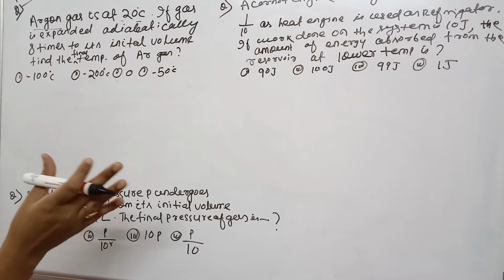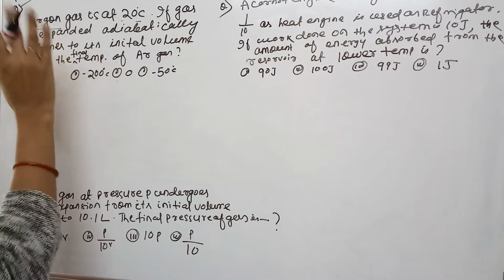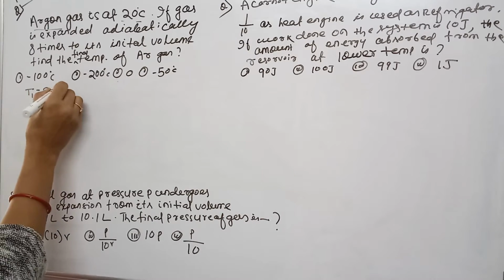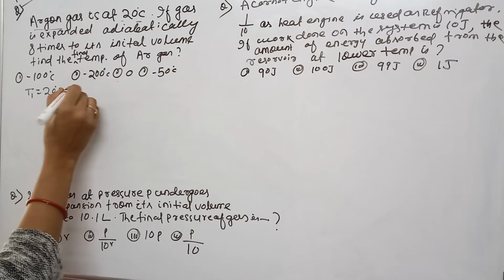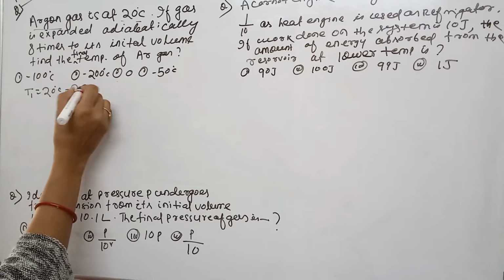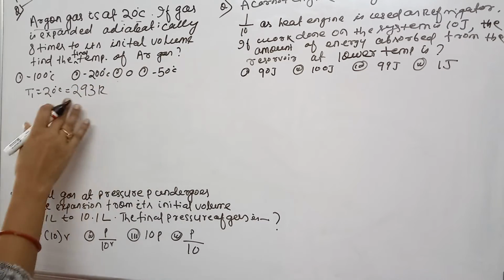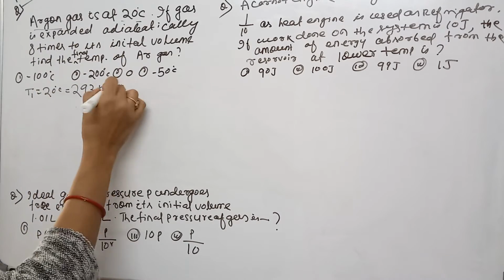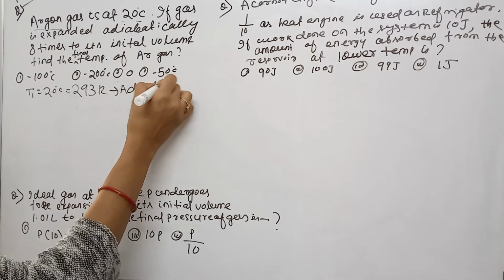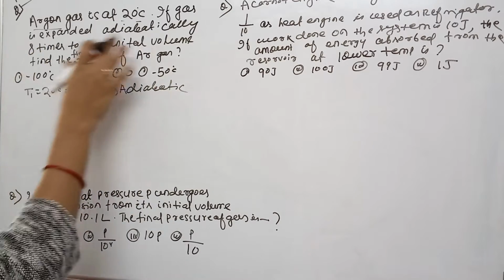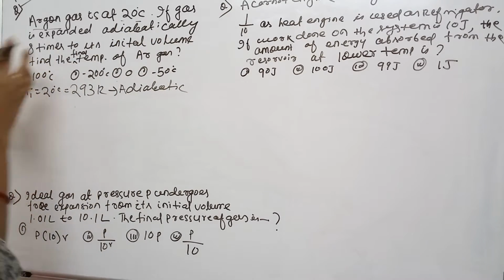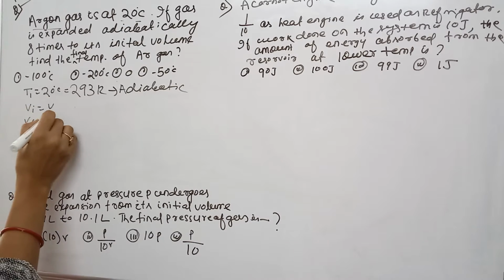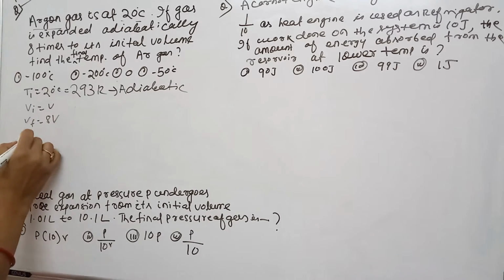So first find out what is given, then what to find out. It is argon gas, with temperature T1. So temperature T1 is 20 degrees. Whenever it is degree centigrade, always convert it into Kelvin. 20 plus 273, 293 Kelvin. The gas is expanding adiabatically, so it is an adiabatic process, and it expands 8 times its initial volume. So if the initial volume is V, the final volume is 8V. So find the final temperature.